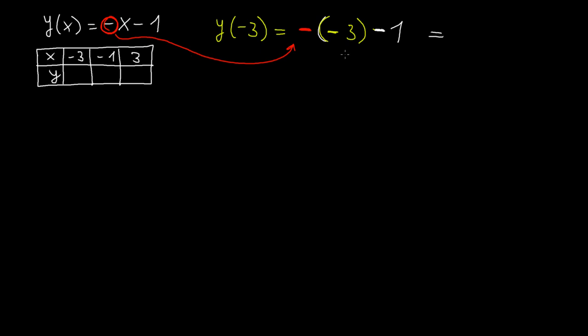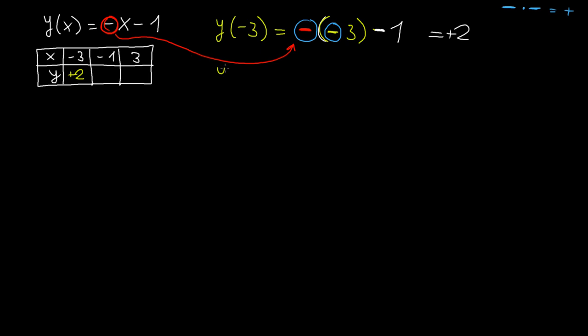Now, it's crucially important because we have minus and minus, and hopefully we remember that if we put minus, it is multiplied by minus, and it becomes a plus. Minus minus becomes a plus. So the result, in fact, is a positive 2. A positive 2 is our y.